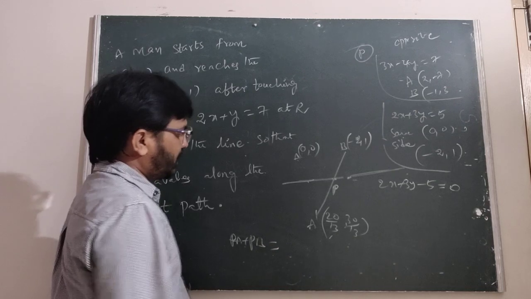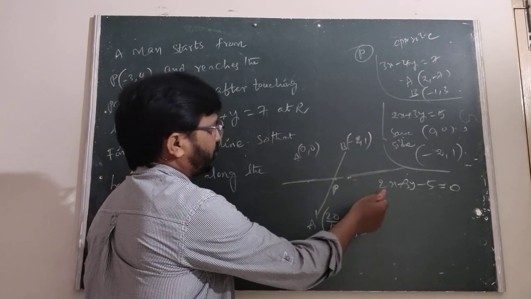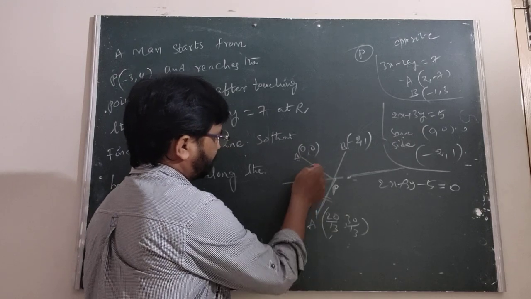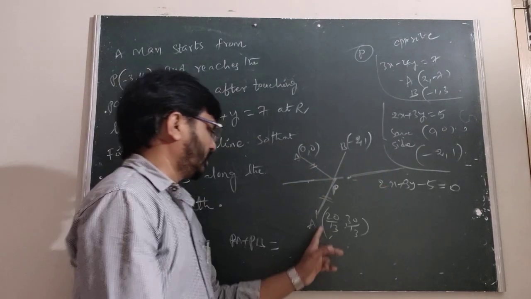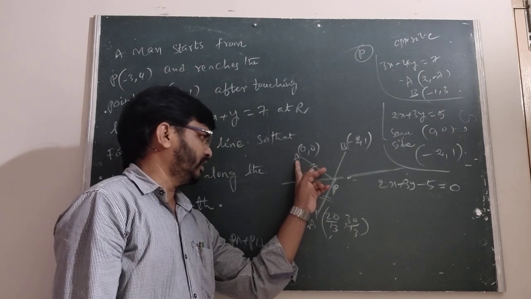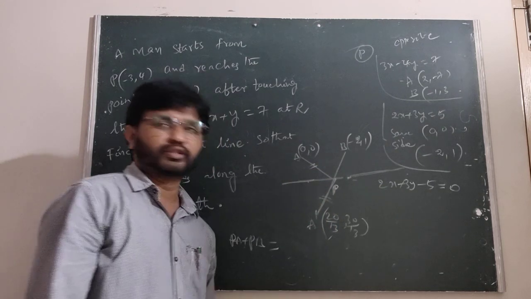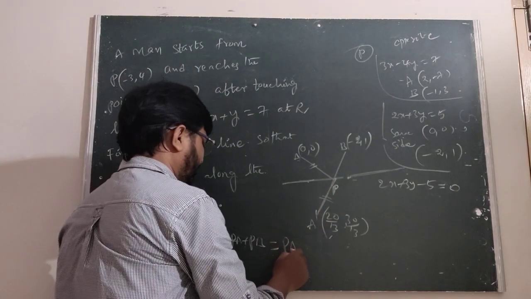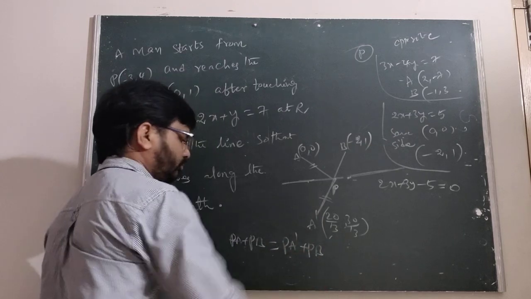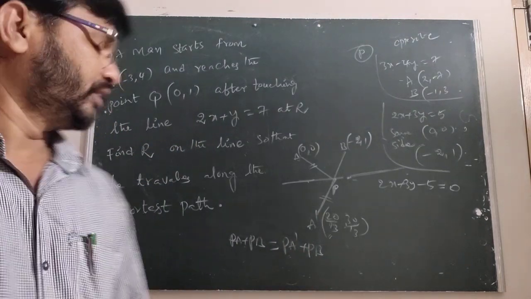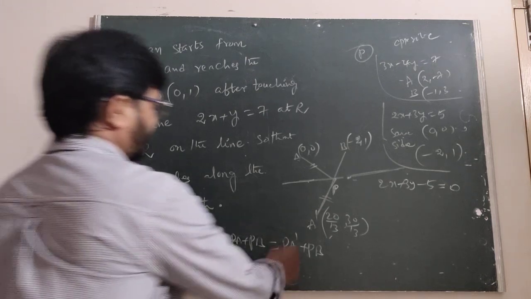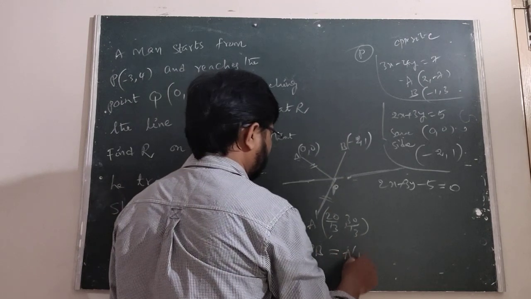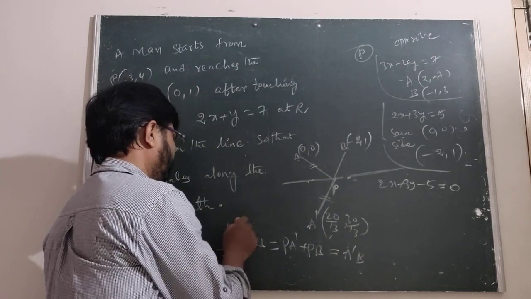Now we look here. The image of A with respect to the line is A dash. That means the distances PA and PA dash are equal. The image of A is A dash with respect to the line, so PA = PA dash. Now we can write PA dash + PB. Therefore PA dash + PB is A dash B. Now this is the minimum distance.